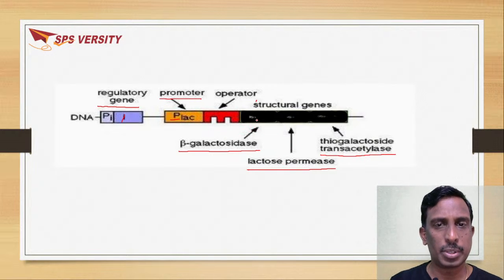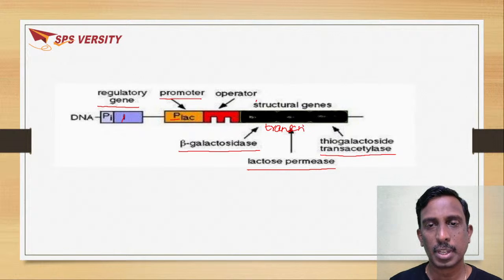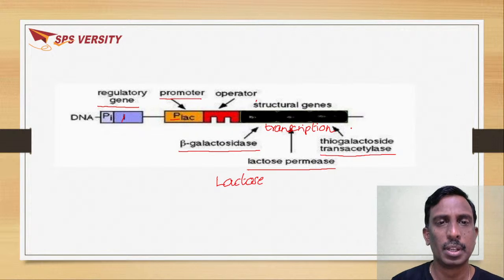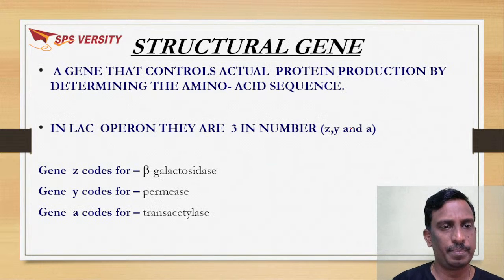On transcription and translation, the structural genes will produce enzymes which play an important role in the metabolism of lactose sugar. In the presence of lactose sugar, these three enzymes are synthesized. In the absence of lactose sugar, these three enzymes are not synthesized. How is this possible?